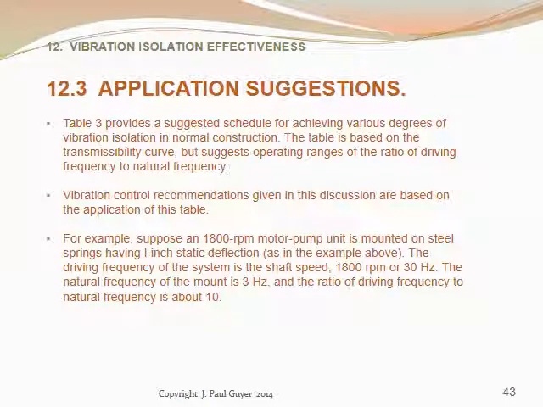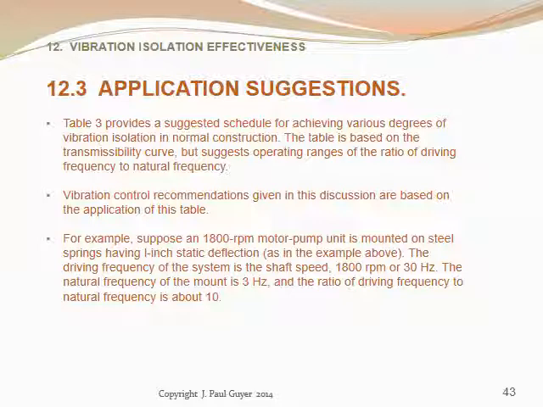Table 3 provides a suggested schedule for achieving various degrees of vibration isolation in normal construction. The table is based on the transmissibility curve but suggests operating ranges of the ratio of driving frequency to natural frequency. The terms low, fair, and high are merely word descriptors, but they are more meaningful than such terms as 95 or 98% isolation efficiency, which are clearly erroneous when they do not take into account the mass and stiffness of the floor slab. Vibration control recommendations given in this discussion are based on the application of this table.